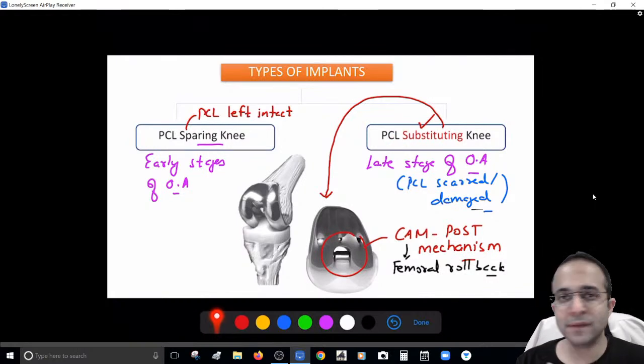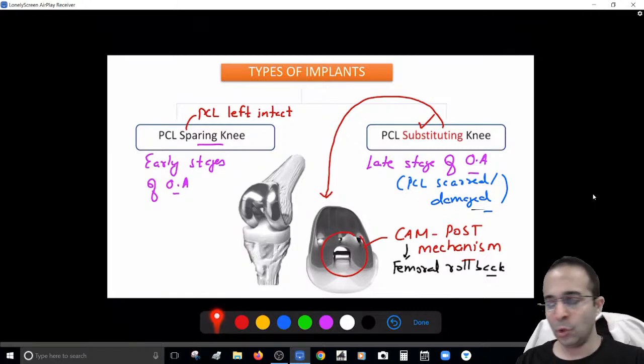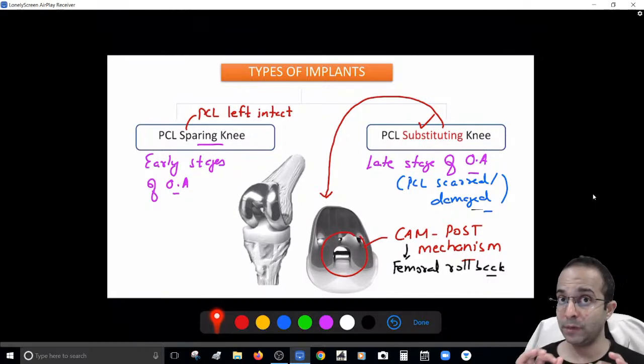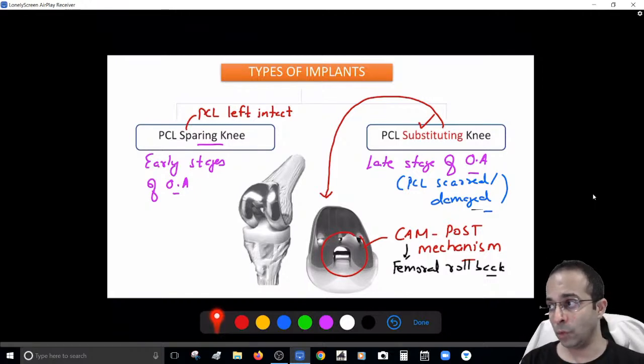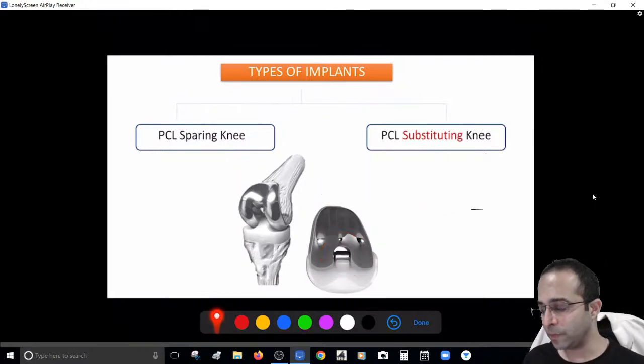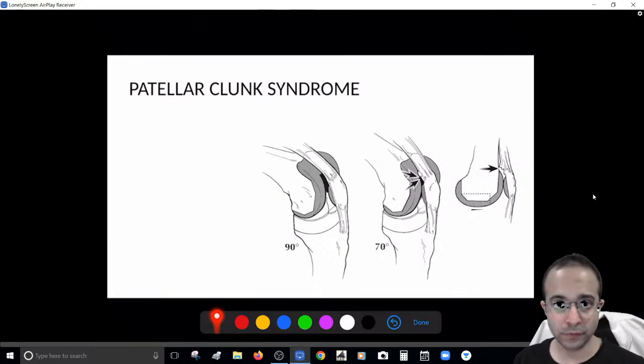So are you guys thoroughly clear with the concept behind the types of knee replacement prosthesis, the PCL sparing knee and the PCL substituting knee? And I hope you're clear with the importance of PCL in a knee replacement surgery. So Anil, Muthu, Gary, Pui, Salima, can I have you guys raising your thumb and letting me know that you're clear with this concept? Because let me tell you, this concept is absolutely essential.